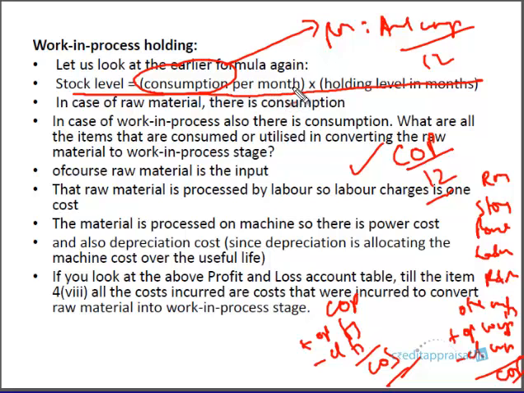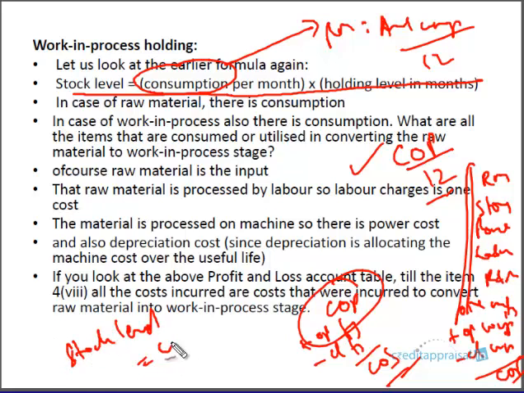Instead of consumption per month, we are saying cost of production per month, because this is not just raw material, right? Something more than raw material has gone into creating the work in progress. These are all the expenses. So you have to add all these expenses, or in other words, you have to take the cost of production. Either individually you can take all these items, or the cost of production is nothing but the sum of all these items. Okay, so you can take cost of production. So cost of production by 12 is the figure we are going to take. So the stock level formula is cost of production per month, by 12, into holding level. In this example, we said 0.5 months. Okay, so this is what we're going to do.